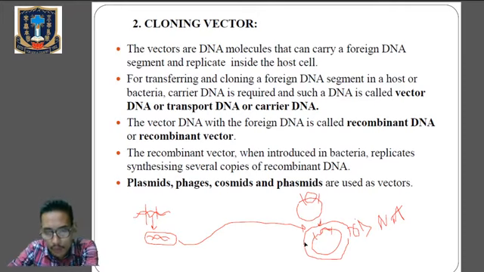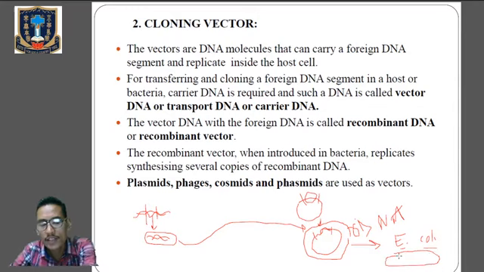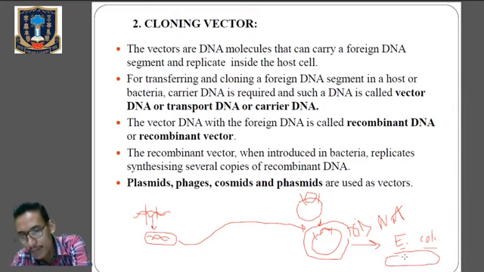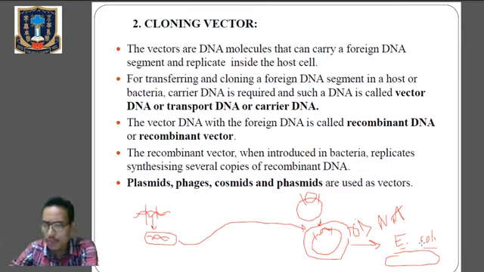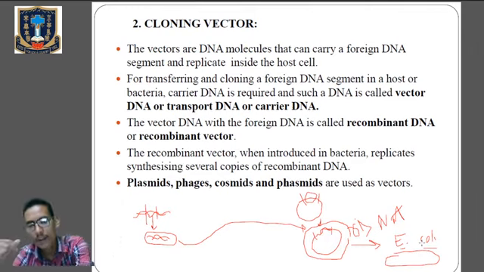Now whenever we introduce this recombinant DNA into the host, let's say into the E. coli, which we have learned in our first class, this recombinant DNA will multiply within the E. coli cell by the action of the enzyme DNA polymerase. So the DNA polymerase of the E. coli cell will not only multiply the DNA of the vector, but along with the vector DNA, the foreign DNA will also be replicated and will produce several copies.